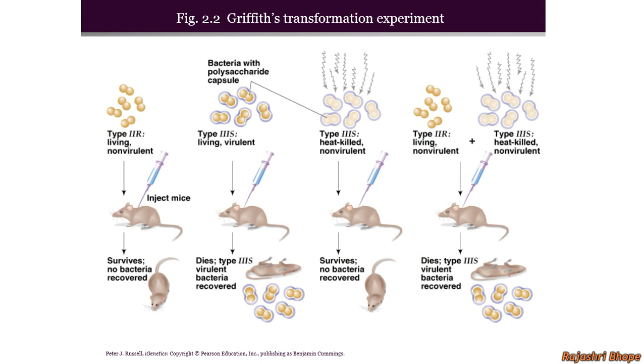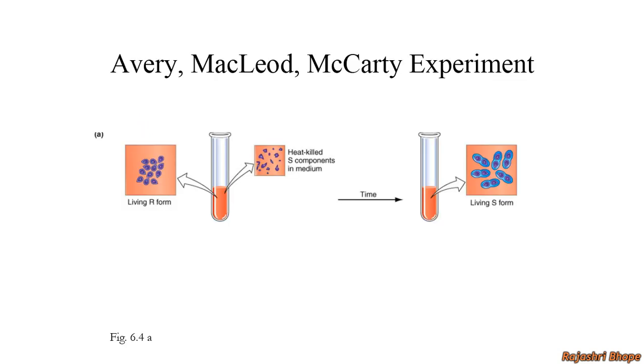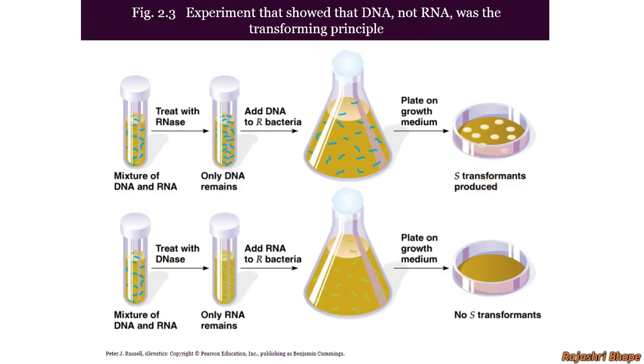This is the diagram of the same experiment which Griffith carried out. Then Avery, MacLeod, McCarthy, what they did is they mixed heat-killed S components in the medium along with the live rough form, incubated for some time. After some time they found that these living non-virulent forms, that is rough forms, are being transformed to the smooth form, that is the virulent one.